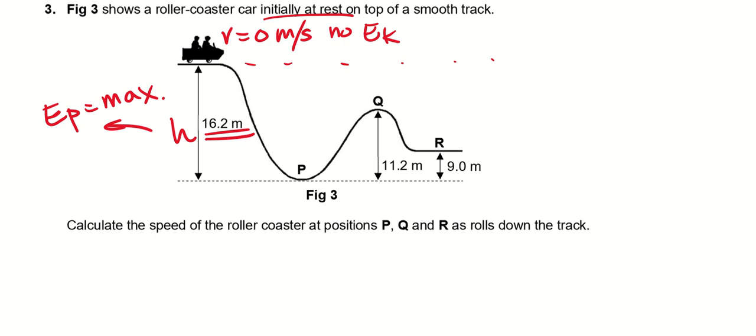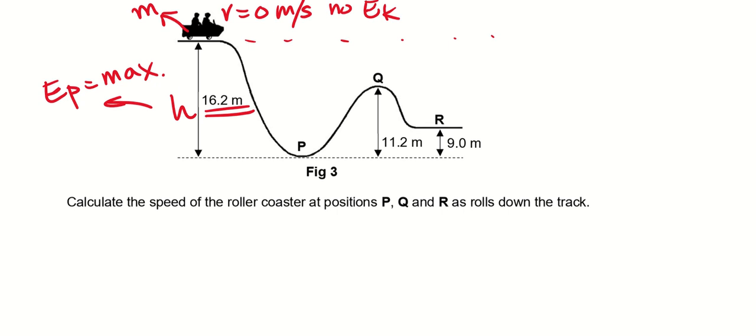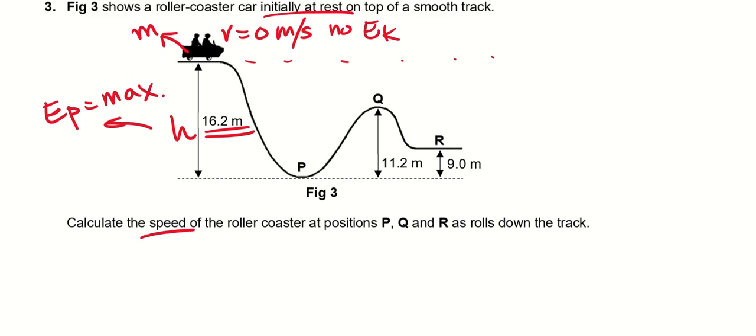There is no mass given, so why don't I call it mass m? And of course, if there's no accident, the mass should be the same. No one falls out of the roller coaster, so the mass at every point P, Q, and R is going to be the same. Don't worry. They want us to calculate the speed of the roller coaster at positions P, Q, and R. So let's do P first.